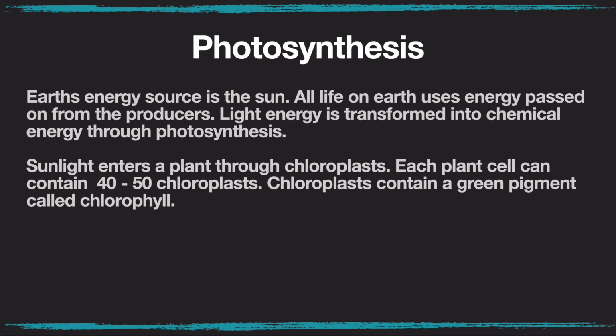Photosynthesis. Earth's energy source is the sun. All life on Earth uses energy passed on from the producers. Light energy is transformed into chemical energy through photosynthesis. Sunlight enters a plant through chloroplasts. Each cell can contain 40 to 50 chloroplasts. Chloroplasts contain a green pigment called chlorophyll.